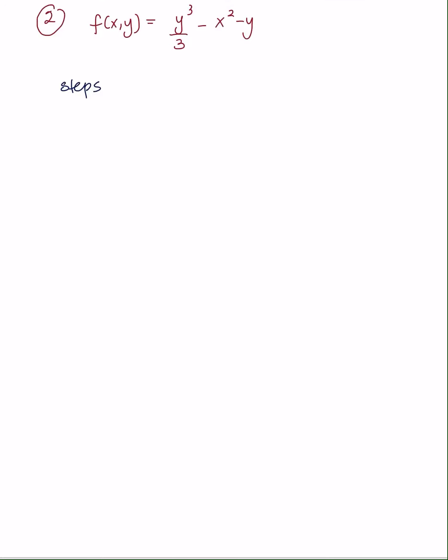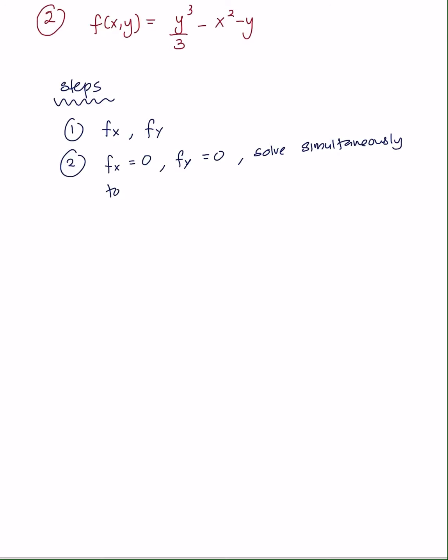In solving this, the first step is we need to find fx, and then we need to find fy. The second step is we let fx equal 0 and fy equal 0, and we solve simultaneously to find (a, b). Because (a, b) is the critical point.